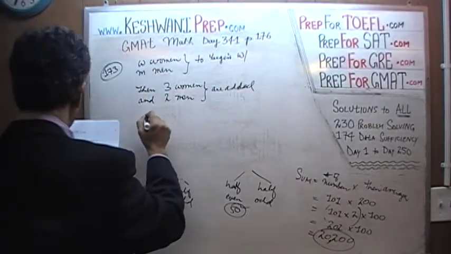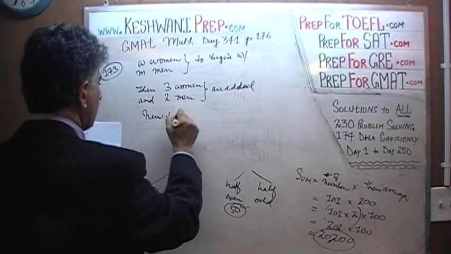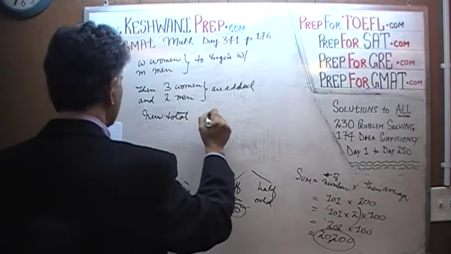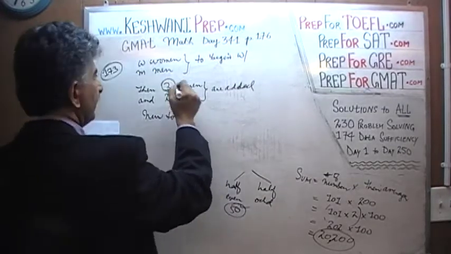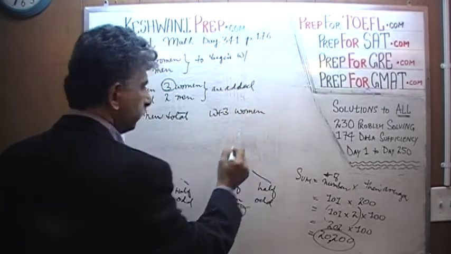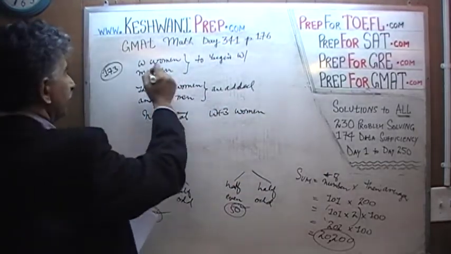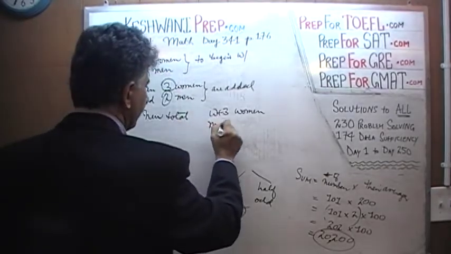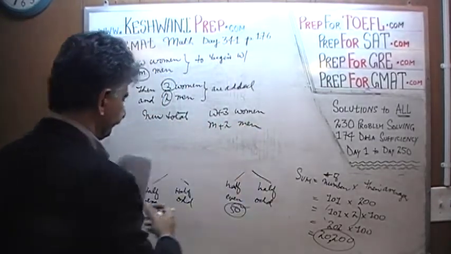So the new total is going to be, since three women are added, W plus three women. And since two men are added, we start out with M, so now it's going to be M plus two men.